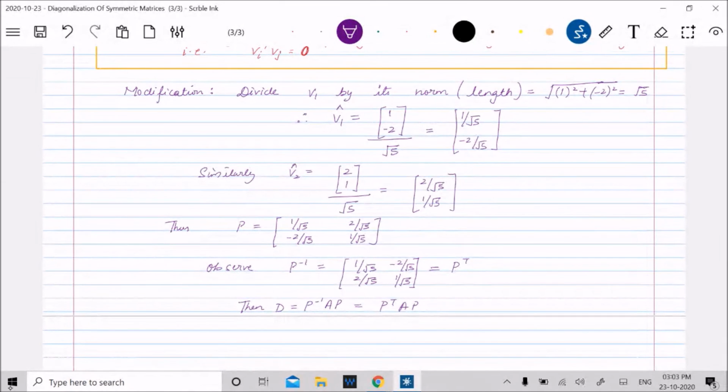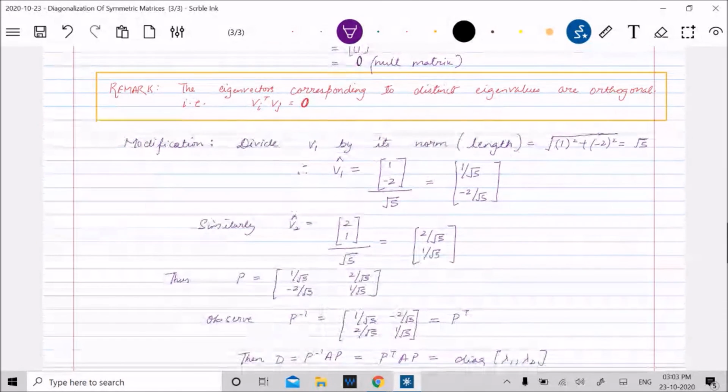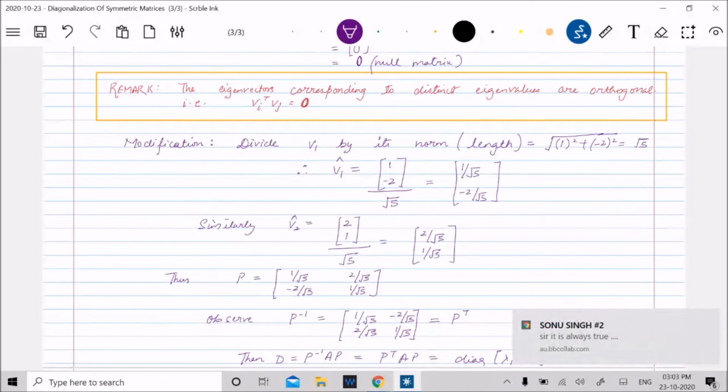Now, of course, that will be DIAG lambda 1 comma lambda 2, right? Because you are not doing anything. Actually, you are just plugging in P inverse, right? And rather than finding P inverse, I should write here that I actually found P transpose. Yeah, it is always true. For a symmetric matrix, it is always true.